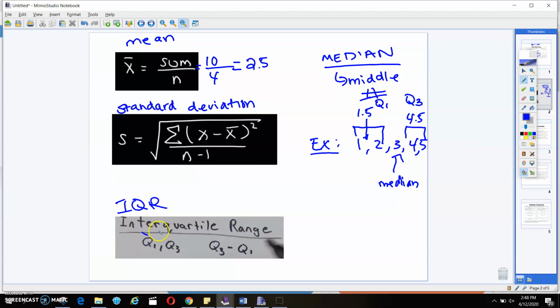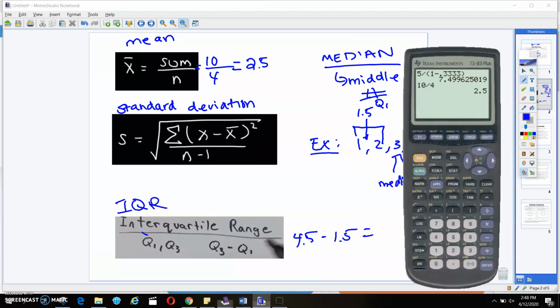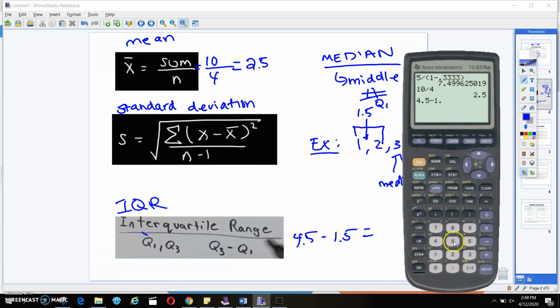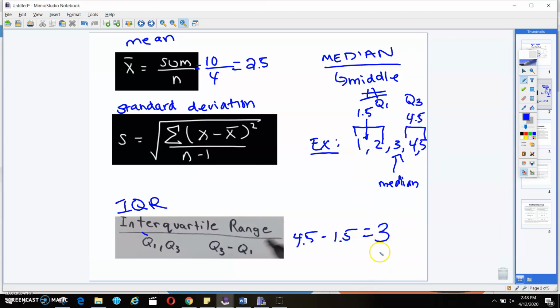In order to find the interquartile range, I'm going to subtract these two numbers. So I'm going to take 4.5 minus 1.5. So 4.5 minus 1.5 is going to give us, and we're going to type it into our calculator, because I know y'all are sitting there going, I know the answer off the top of my head, but I'm going to check it just to make sure. 3, okay?